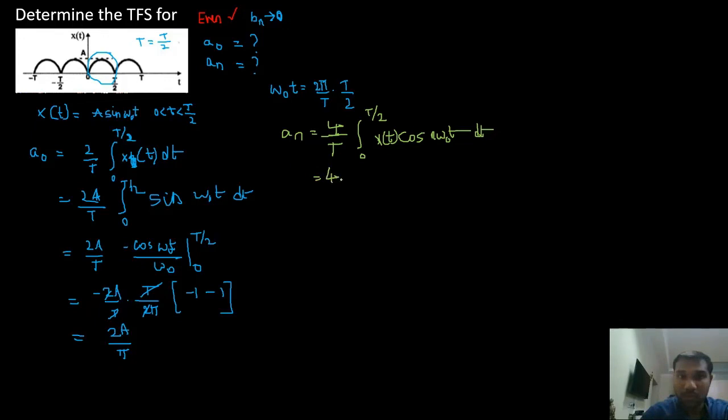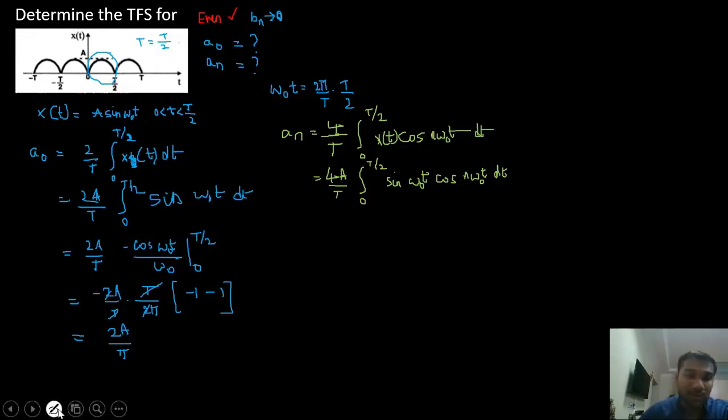So 4A by T, integral 0 to T by 2, sine omega naught t into cos n omega naught t dt. So sine A cos B.